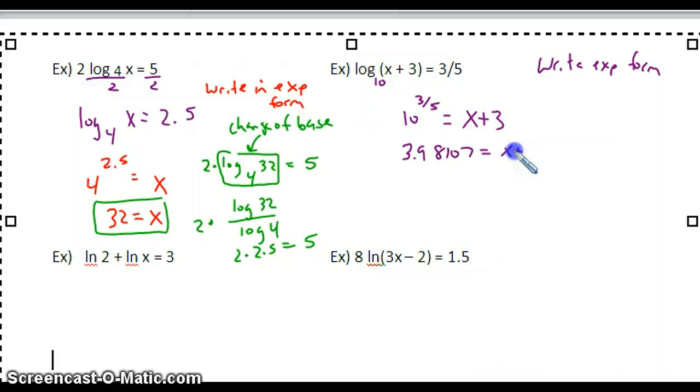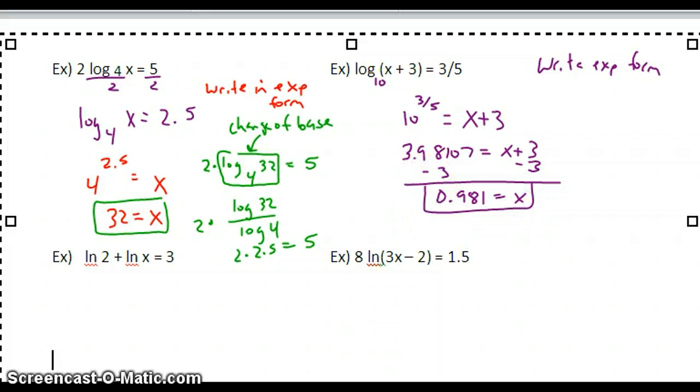And I get 3.98107. Now that's not all of the number. I'll leave that whole number in my calculator there, and then I'll subtract 3 from that. Now I can round it, and I would get 0.981 if I round to 3 decimal places.